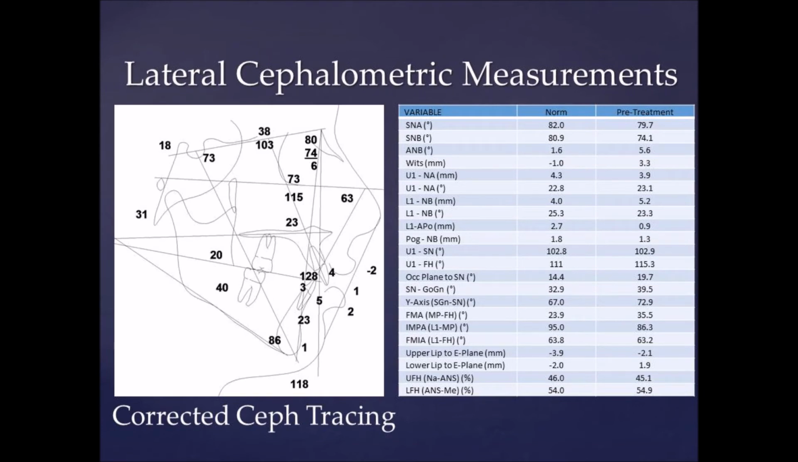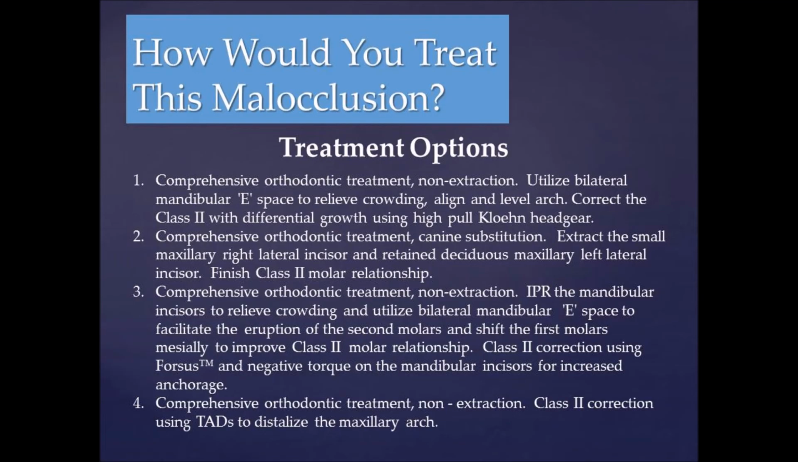ANB is 6 degrees, Wits 3 millimeters, with maxillary incisors 4 millimeters to NA, and the mandibular incisors 5 millimeters to NB. The interincisal angle is 130 degrees. The mandibular plane to SN is high at 40 degrees. The occlusal plane to SN is 20 degrees. Treatment options. How would you treat this malocclusion?